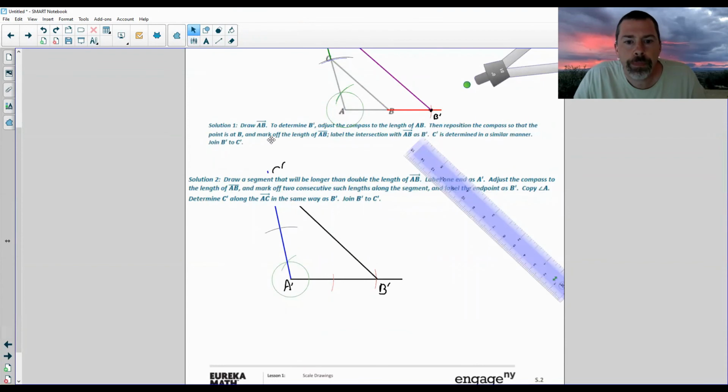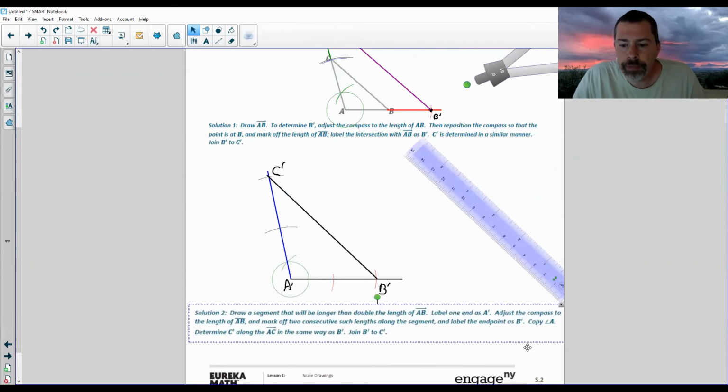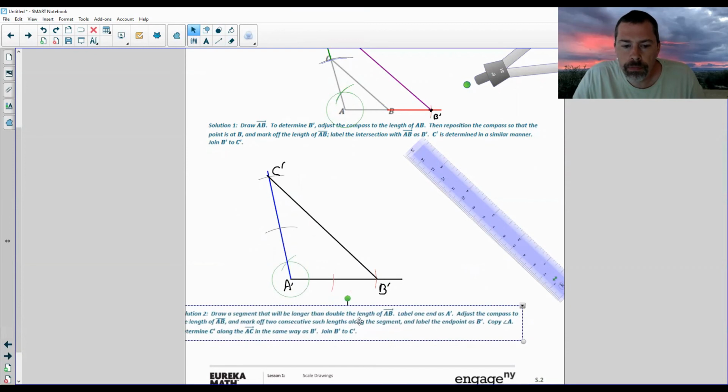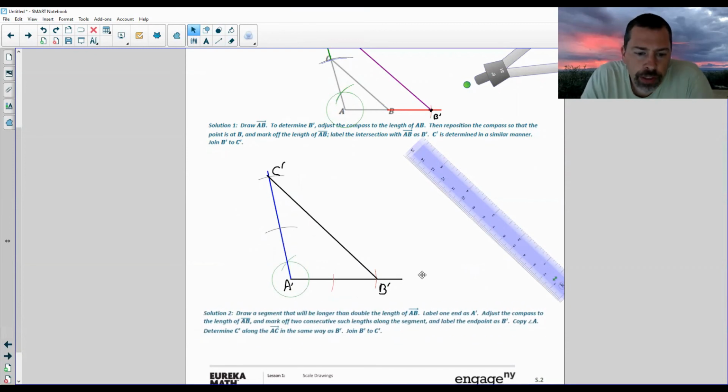So in this one, let's recap. Solution 2 says draw a segment that will be longer than double the length of AB, the ray AB. So here is AB. So I drew this segment longer than A prime B prime. So A prime is the angle. Adjust the compass to the length of AB here, and mark off 2 consecutive such lengths along the segment. So I put this red mark here and then this one here, and that is my B prime.